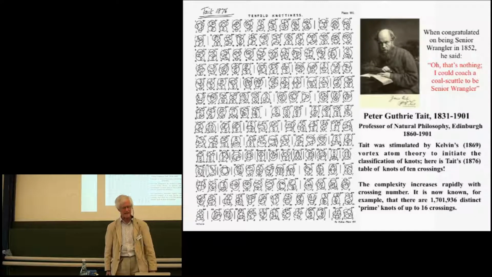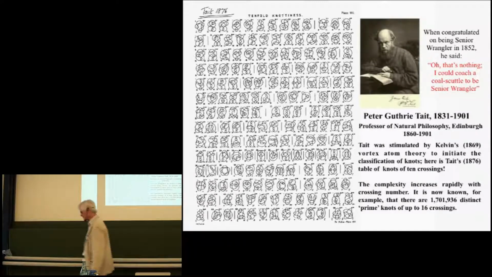Tait, in the meantime, was classifying the knots. This is one of the first great classifications. And this is his table of knots of 10 crossings. It's amazing. He looks an extremely serious man, very, very dedicated to his work. It must be an extraordinary work of dedication to work out this table. He had his methods for doing it quite systematically, and I think there were one or two errors in the whole table. One error, is that right?